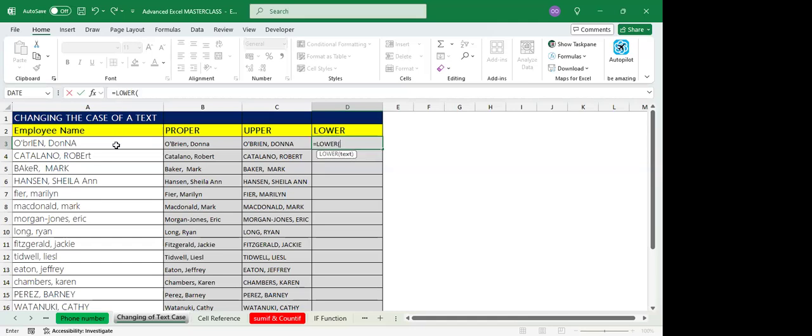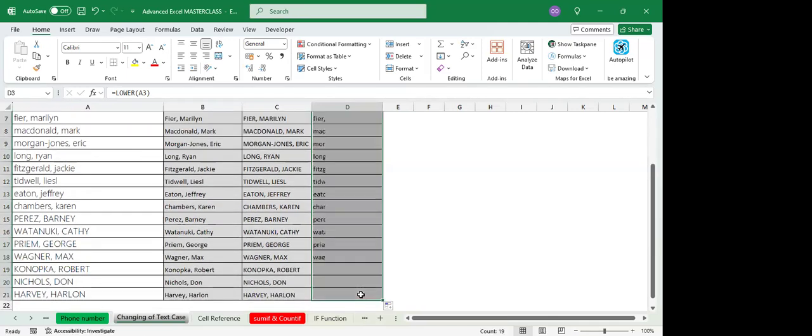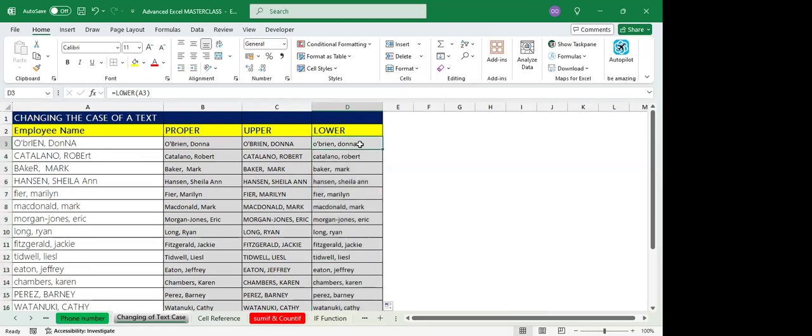Lower, and I put the text, and I say enter. Now, when I want to fill it down, what did I do? I dragged down. I just drag it down and it fills it for all of them, right? You will notice that when I did that, it didn't repeat O'Brien, Donna for all the other ones. It actually picked what belongs to this cell here, what belongs to this cell here.